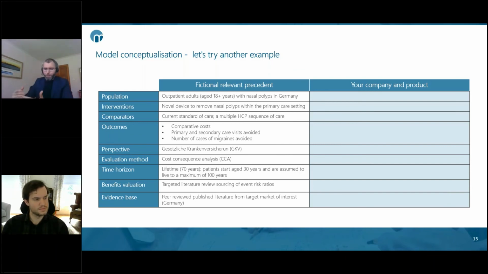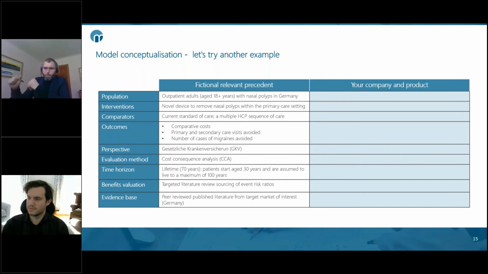It's quite clear what we're doing there. We're cutting the length and the resource intensiveness of treating this problem of nasal polyps. Perhaps what we're interested in here then is, okay, it's a shorter process, so we're thinking about what's the difference in costs between this new intervention and the current standard of care. How many primary and secondary care visitations are we going to avoid?